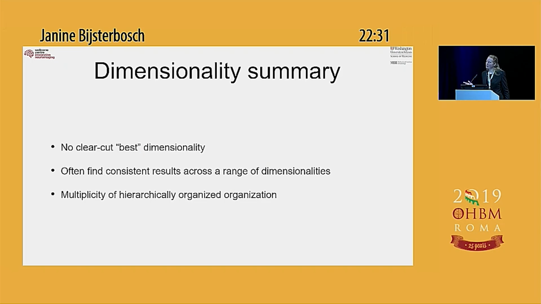The main thing that I'm going to say about dimensionality is that there's no clear-cut best dimensionality. So I don't have the answer to the question that I asked earlier, and I don't think any of us really do. You often find consistent results across a number of different dimensionalities, which is a good thing, right? It means that your interesting findings are not driven by how you decided to decompose the brain and what dimensionality you decided to choose. And I think crucially, it's useful to realize that there probably is no answer to what is the best dimensionality to do network neuroscience, because that's just fundamentally not how the brain is organized.